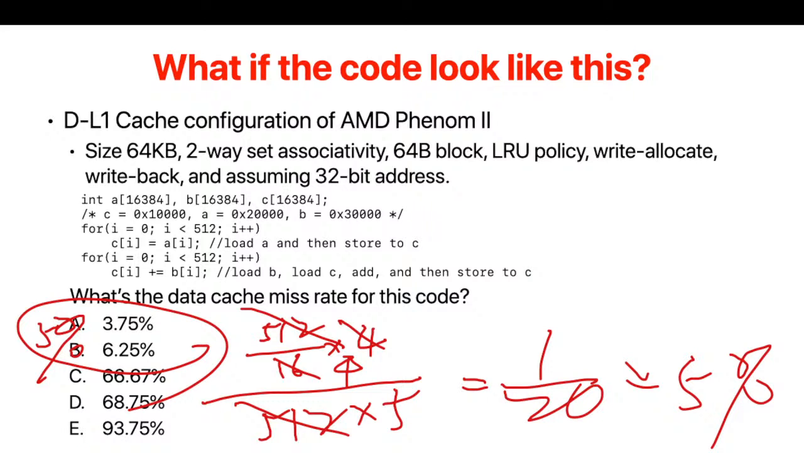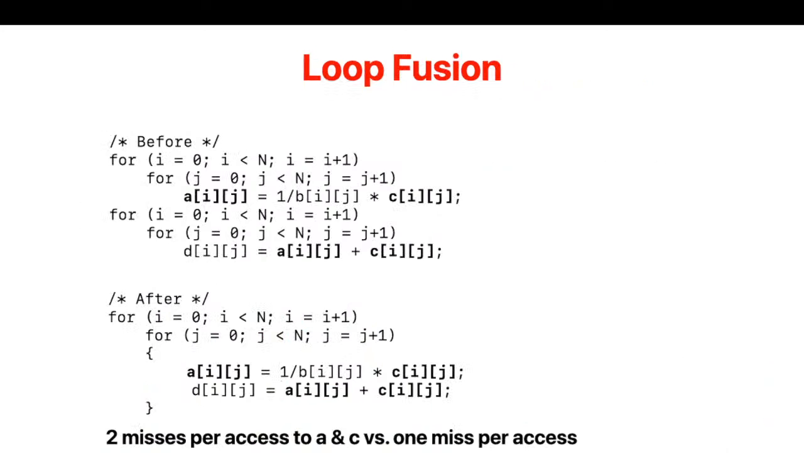So for this example, you can see, whoa, what happened? Originally, this piece of code had a 100% miss rate, but now if your programmer is smart enough, you can make it a very low cache miss rate. And this is not something that a compiler can do for you.